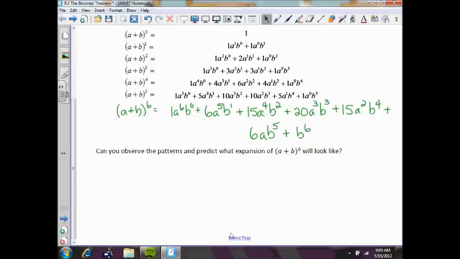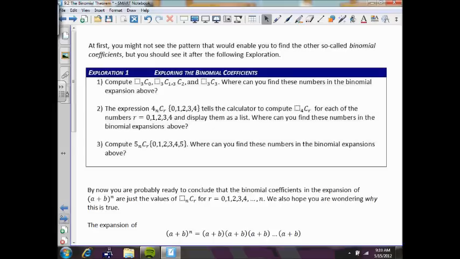What I'm really using here is something called the Binomial Theorem and also Pascal's triangle, which we'll go over in this chapter, in this section. And at first, you might not see the pattern that will enable you to find the other so-called binomial coefficients, but you should see it after the following exploration.